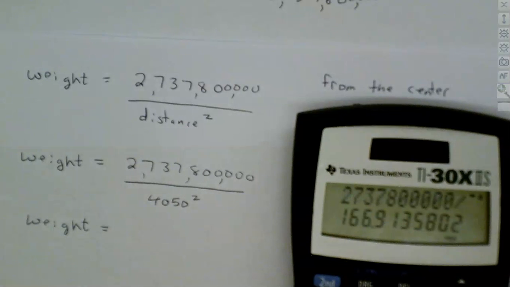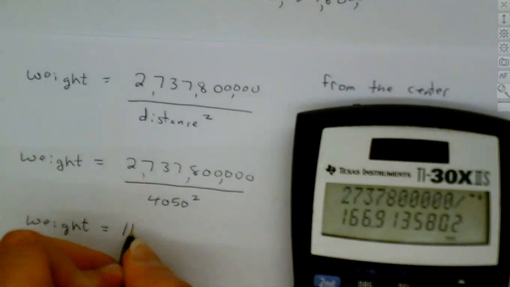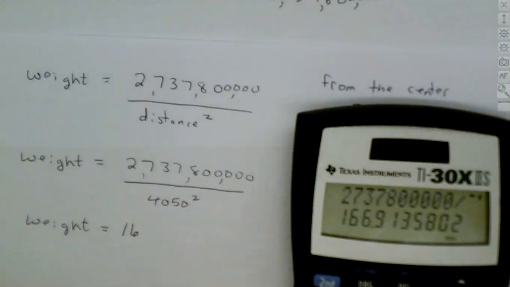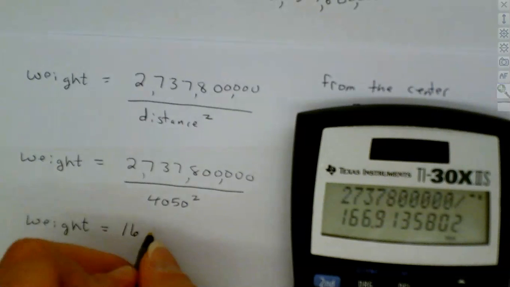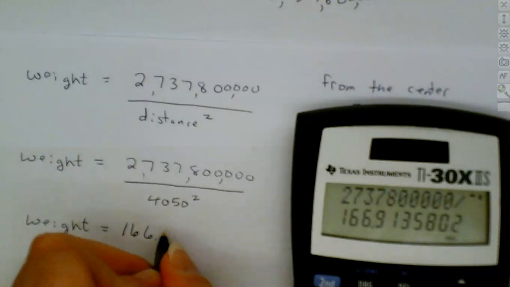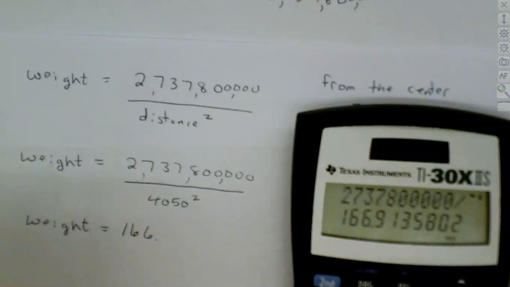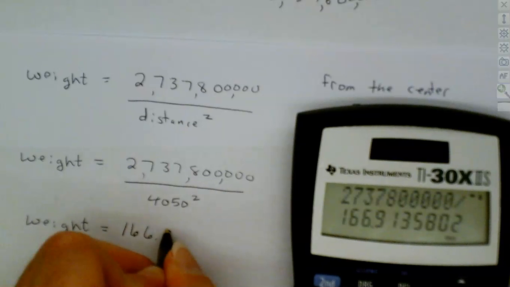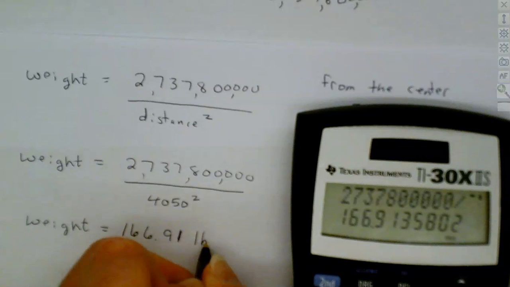And that's going to give me now 100 and, how far does it say to round here? It says round to the nearest hundredth of a pound. So that's 166 point, if we round, tenths is 1, hundredths is 2, so it looks like 166.91 pounds.